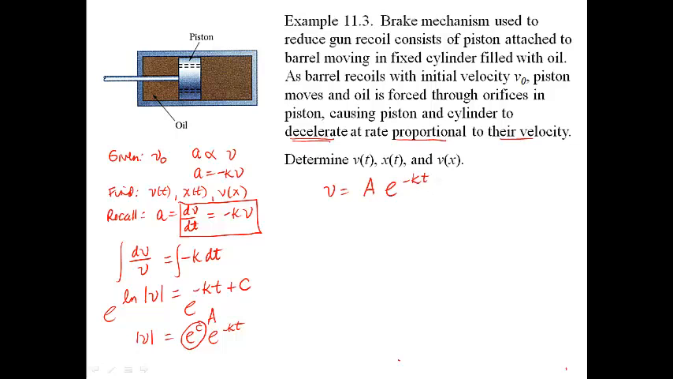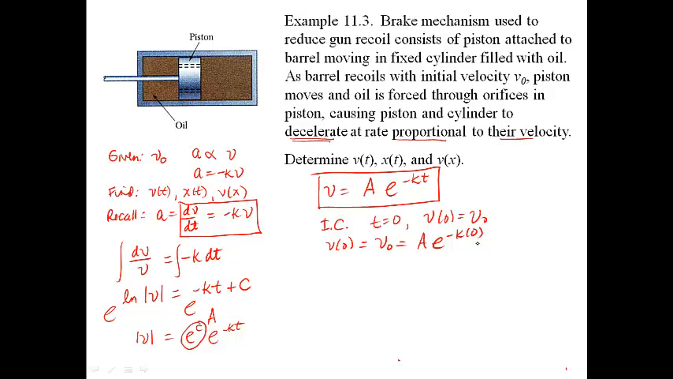In order to find the constant a, I'm going to use my initial conditions. My initial condition is that at the initial time, when t is equal to 0, the initial velocity is equal to v naught. So if I use this initial condition, v of 0, which is v naught, must be equal to a e to the minus k times 0, and of course e to the 0 equals 1. This gives me a equal to v naught, so my expression for v is v of t equals v naught e to the minus kt.